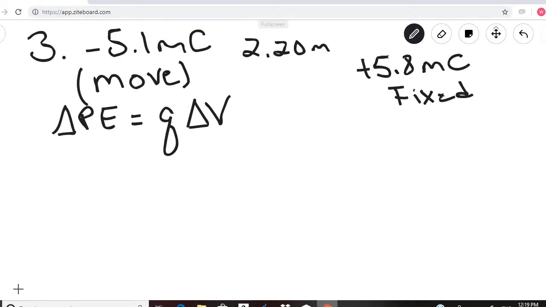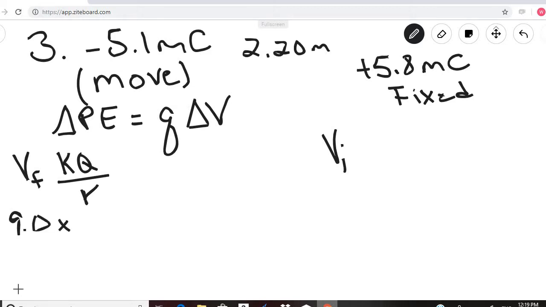Okay, so the first thing we have to do is find delta V. So we will find the final voltage and the initial voltage. So the final, it's KQ divided by R. So this is going to be 9.0 times 10 to the 9th Newton meters squared over Coulomb squared.